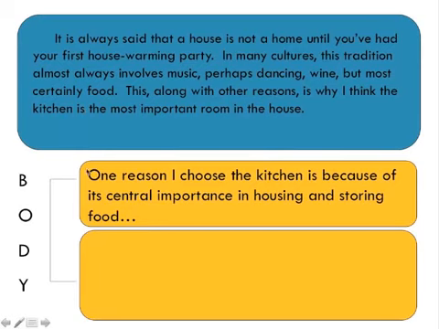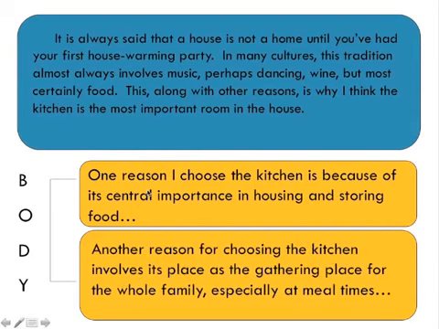Now, if you notice in the body how I'm going to use signals to help connect to the thesis itself, and also how I provide a certain sequence, especially focusing on the words I use in the topic sentences. So notice in reason number one: reason I choose the kitchen is because of its central importance in housing and storing food. Look at my second paragraph, my second reason. Another reason for choosing the kitchen involves its place as the gathering place for the whole family, especially at meal times.